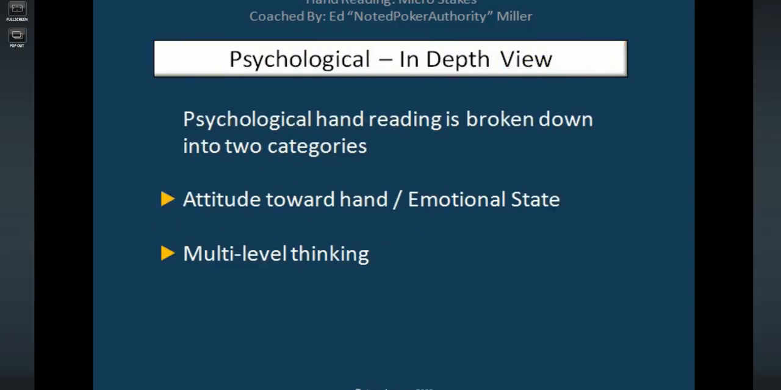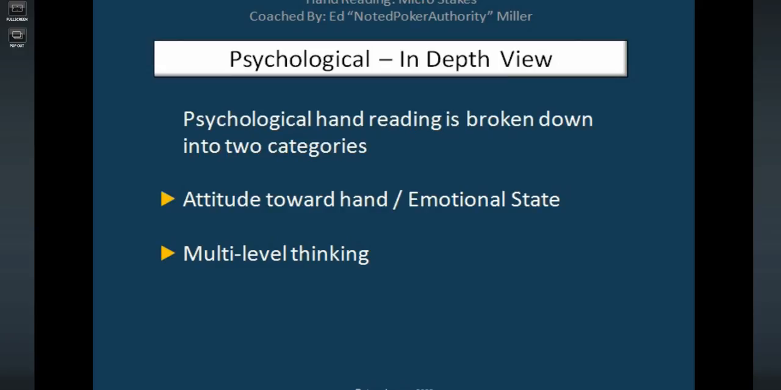I would say that psychological hand reading, I would break it down further into two other categories. The first category is what your opponent's attitude toward their hand is, and that includes their emotional state. Basically trying to figure out, based on what your opponent is doing and how your opponent's behaving, how they feel about their hand, what they're trying to accomplish, and maybe just how they feel in general. So that's the first part. And then the second part is multi-level thinking.